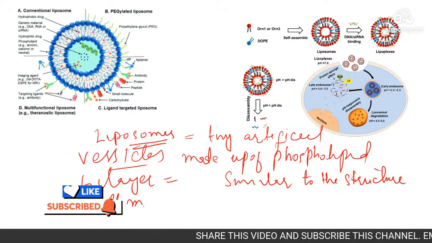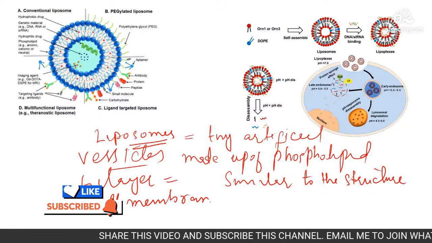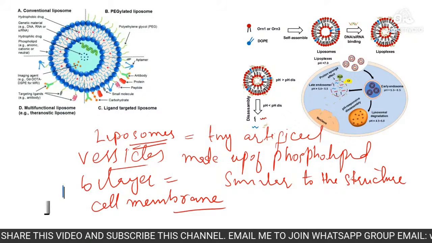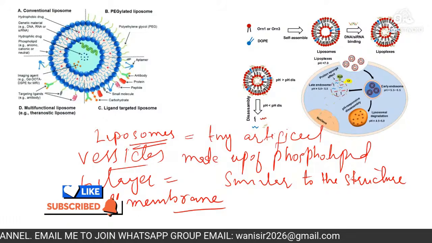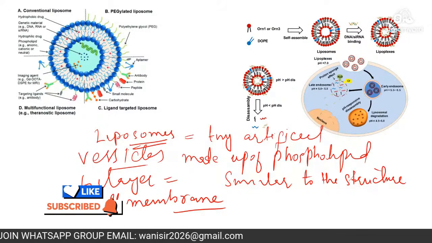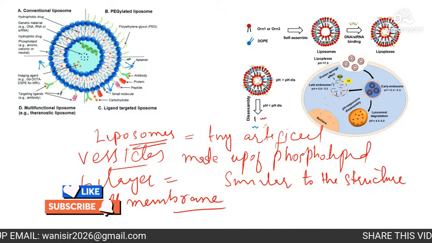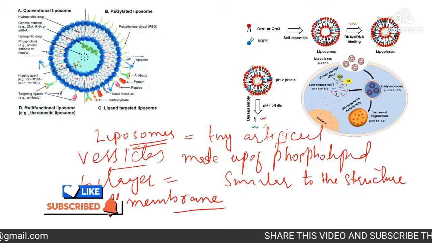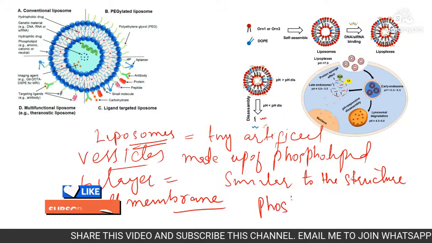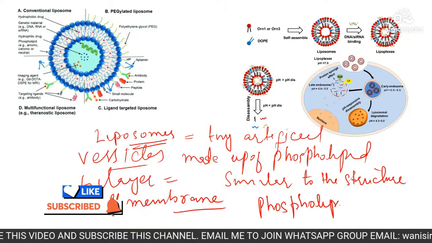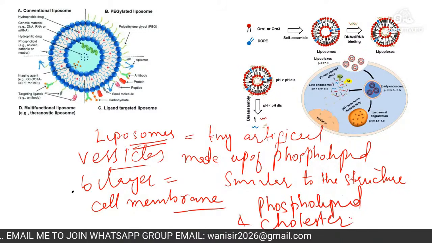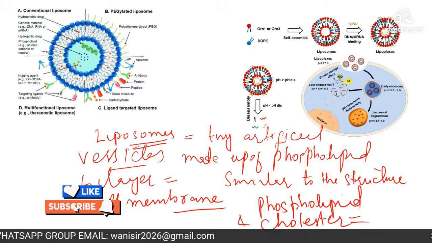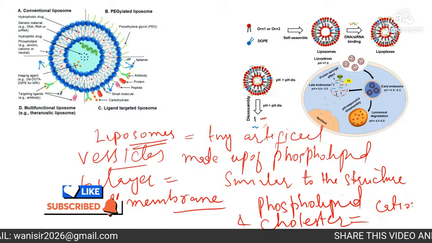This is very important to understand. The structure is the same: the cell membrane is a double-layered lipid bilayer. In the same way, these liposomes are also double-membrane lipid bilayers. We usually prepare them using phospholipids and cholesterol, and often add cationic lipids.